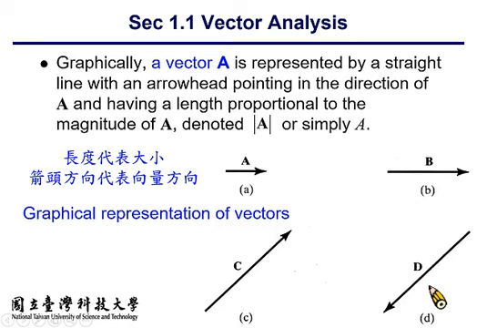Alright, so a vector has direction and magnitude, so it can be represented graphically. On the slide, you can see there are 4 vectors, so it's kind of intuitive. The arrow represents the direction of the vector, and the size of the arrow describes the magnitude of the vector. So it's an intuitive representation for describing vectors graphically.